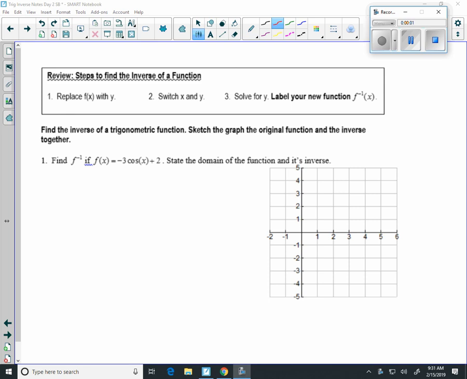So inverses are the same steps as when we did them with rational functions and logs and exponentials. Replace f of x with y, switch x and y, and solve for y. Those are the steps, forever and for always. Unless you're just given x's and y's, then you can always just swap them. But here, these are your steps to find the inverse algebraically.